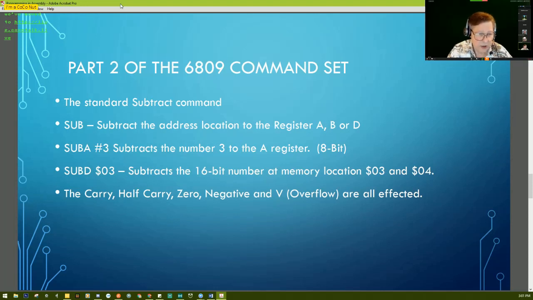And the example, it'll subtract from the D register that's inside the CPU with information that's stored at memory, in this example, memory locations 03 and 04. And of course, all the flags are affected. So you kind of know if you've had, if you subtract a larger number from a smaller number, you want to know that you've had a problem. And the flags will tell you. Let's go to the next one.